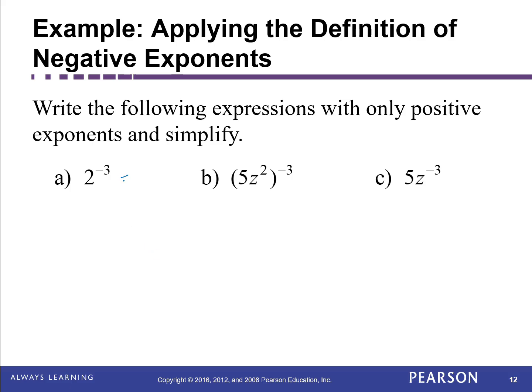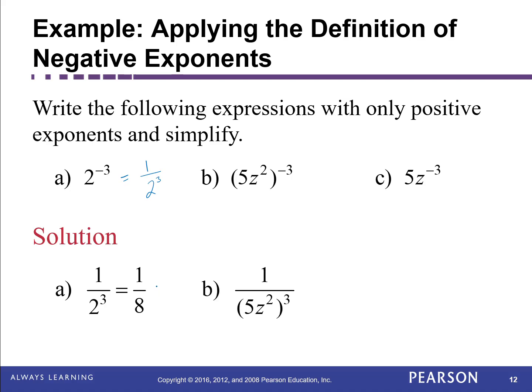So ideally here, 2 to the negative third power, if we follow our definition, should just be 1 over 2 to the third power. And if we simplify that, 2 to the third, 2 times 2 times 2 is 8. How about b here? It's got 5 times z squared, raised to the negative 3. I want to get rid of the negative in the exponent, so I just have to take that whole thing down, just like we did here. 1 over 5 times z squared raised to the third power.